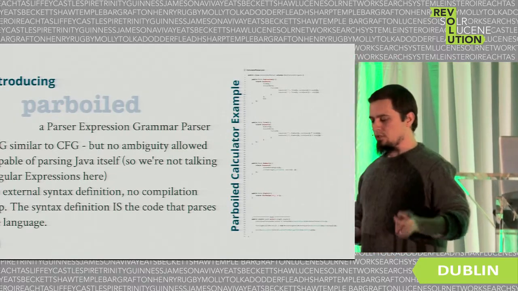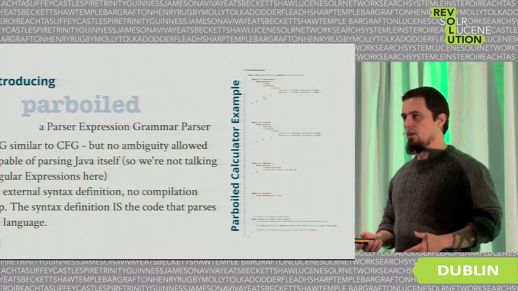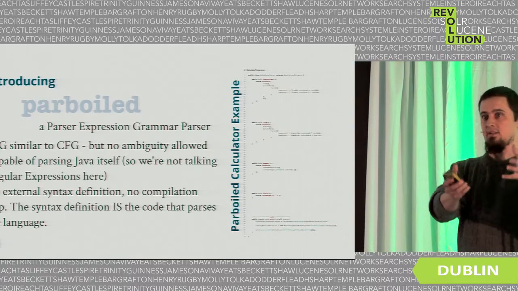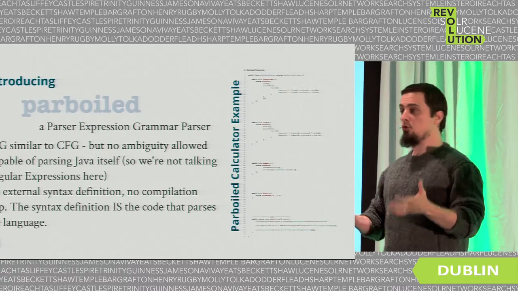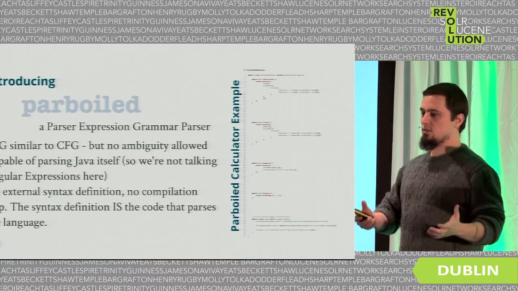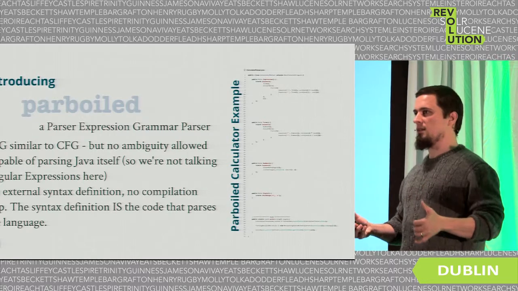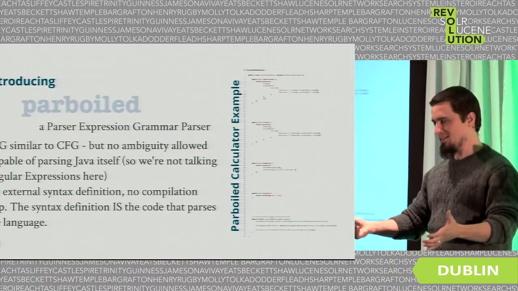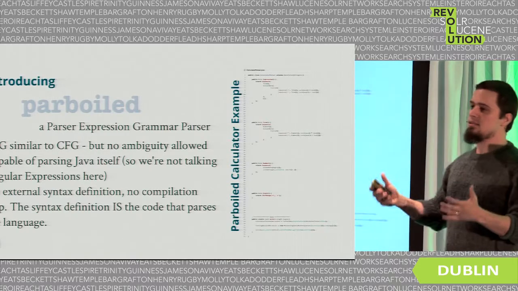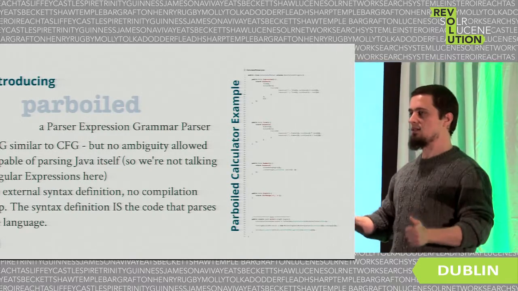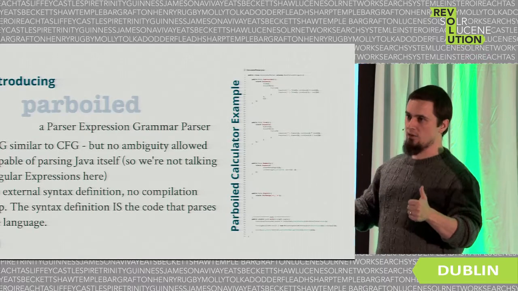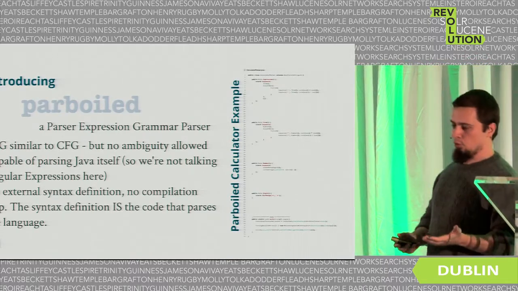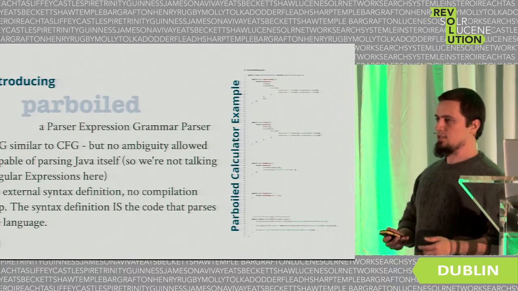There is no external syntax definition. Rather, instead of creating this auxiliary kind of sacred relic file, the code that you write to describe the syntax is itself the code that parses the syntax. It's one file, it's Java, and it runs just when everything else runs. And I think that's the coolest part of it. This needs another bullet. It just doesn't have it.